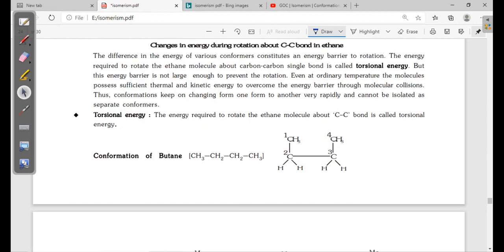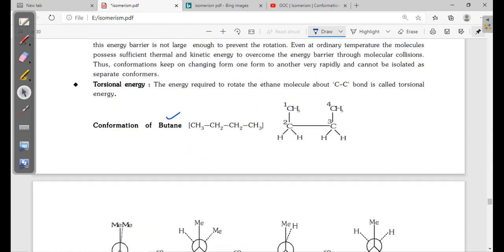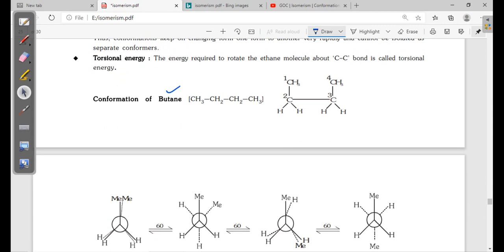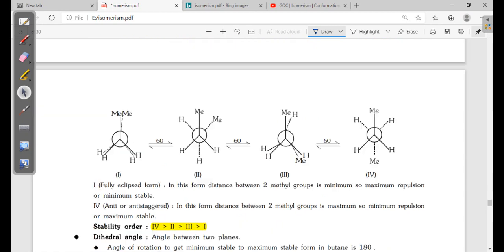Now take one example, that is butane. If you take butane, you can write its Newman projection formula like this. I am taking the second and third carbon. The first carbon is one group and the fourth carbon is also taken as a substituent. So in the Newman projection, the second carbon is this, and this is the third carbon. The second carbon is attached to one methyl, and the third carbon is also attached to one more methyl. So total 1, 2, 3, this is the 4.